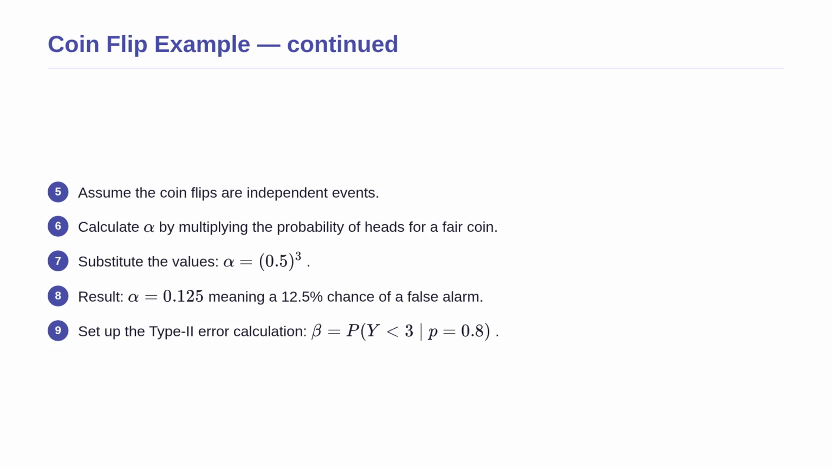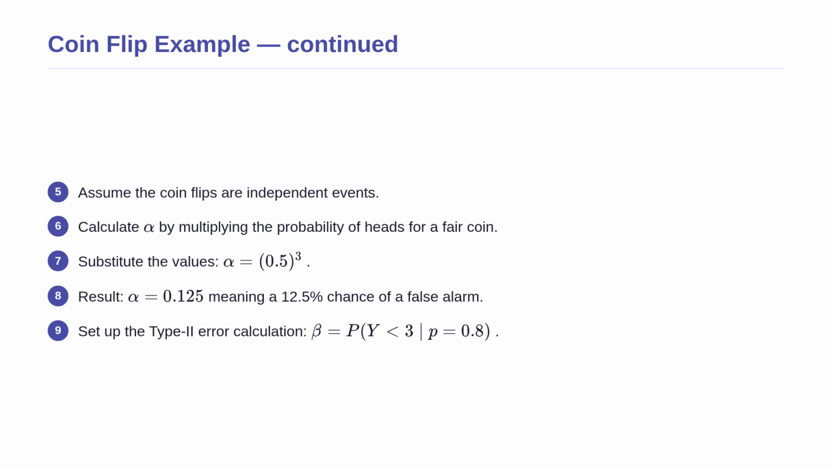Continuing with our coin flip, let us calculate that type 1 error. Since each coin flip is an independent event, we simply multiply the probabilities together. For a fair coin, the chance of heads is 0.5. So we calculate 0.5 to the third power. This gives us an alpha of 0.125 or 12.5%. This means there is a 12.5% chance we will falsely accuse a perfectly fair coin of being biased just because we got lucky and flipped 3 heads in a row.